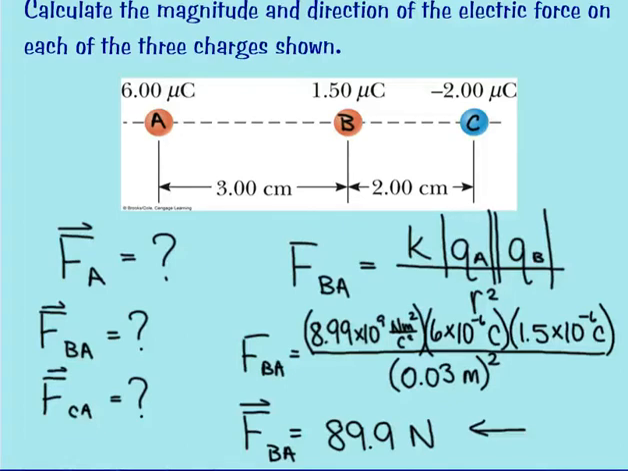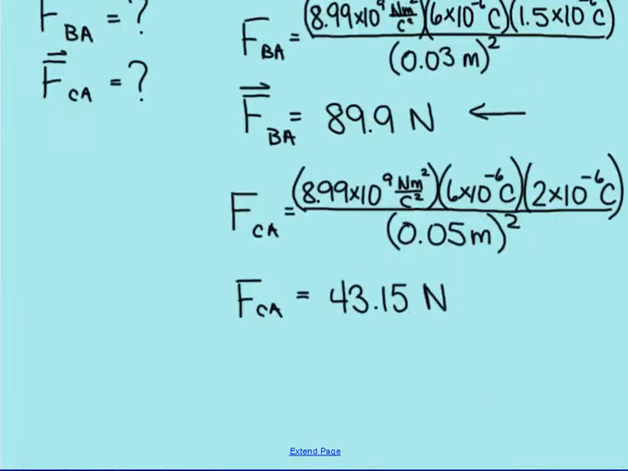Since I'm looking for the direction of the force that is exerted on A, then I want to think about how A would move if C was nailed down. Well, if C was nailed in place, A would move toward it because they're attracted to each other. That means that A would move to the right. So the direction of this force is to the right.